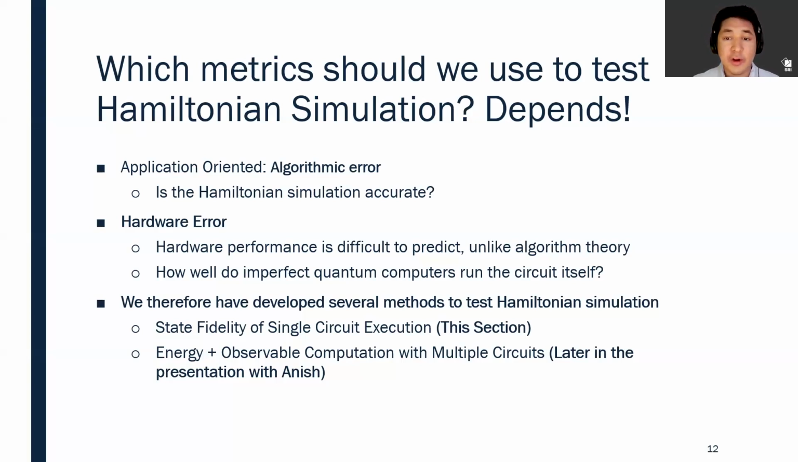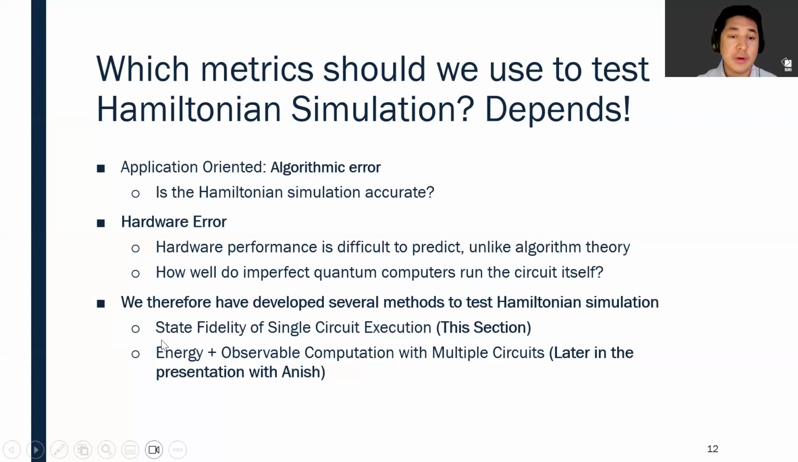As I explained before, the algorithm theory of trotterization already gives you upper bounds on how well it should perform on a quantum computer. But how well it performs on a real quantum computer with noise is more difficult to predict. So you might be interested in more purely how well the hardware runs Hamiltonian simulation, or how well the circuit performs itself. Because of this complexity, we've developed several methods to test Hamiltonian simulation.